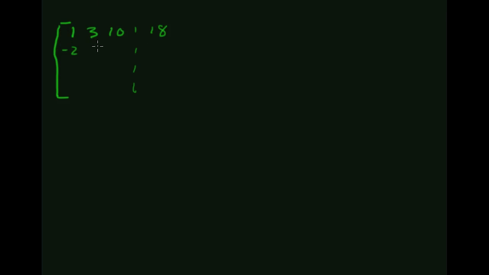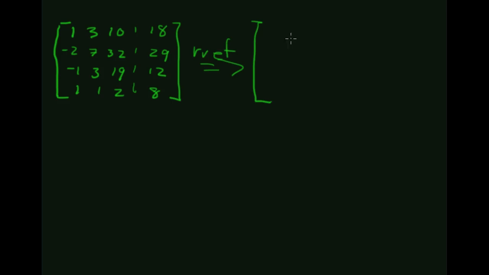negative 2, 7, 32, 29, negative 1, 3, 19, 12, 1, 1, 2, 8. Now, if you feed that into MATLAB and take Gauss-Jordan, you're going to get 1, 0, negative 2, 3, 0, 1, 4, 5, 0, 0, 0, 0, 0, 0, 0, 0.